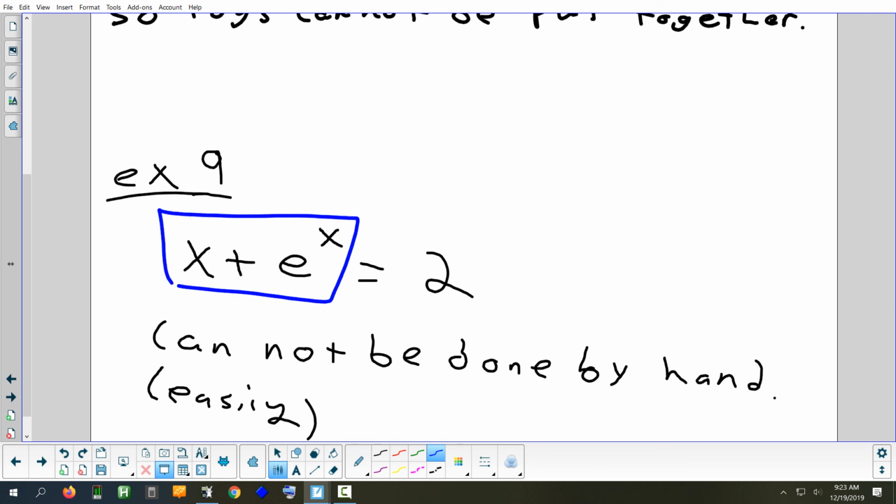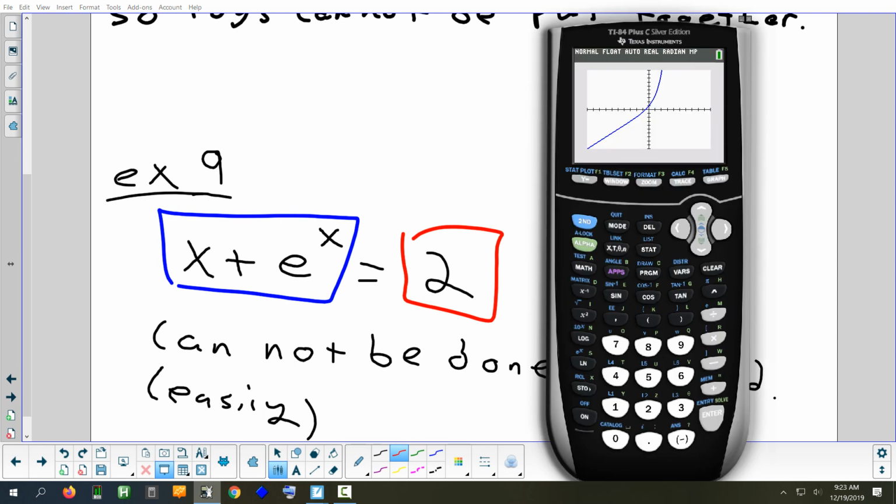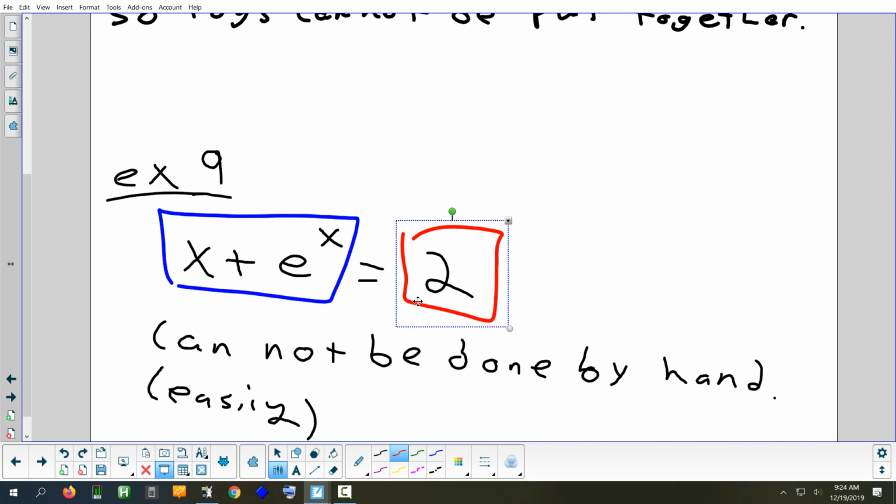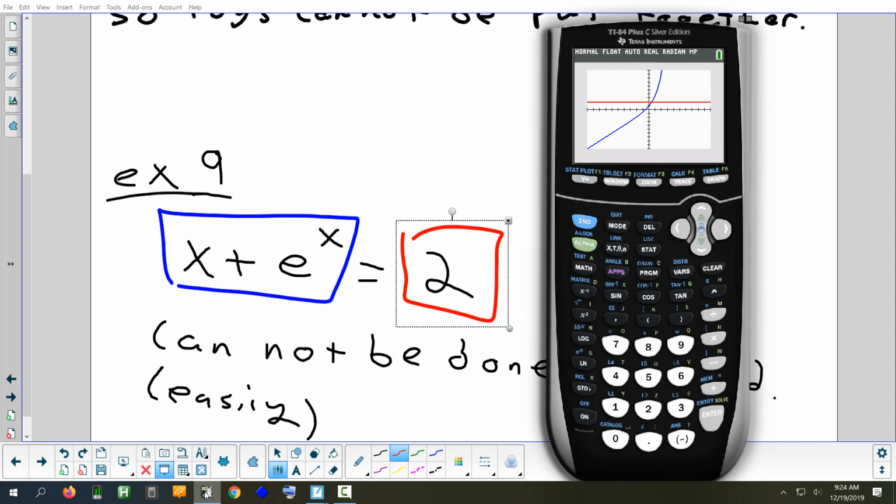Now, what I'm going to do is graph the other side. Just a 2. Very simple equation. It's just a horizontal line at the number 2. So let me put that in, and you can see what that looks like. Okay, so the equation on the left is in blue. The thing on the right is in red. Now, I'm trying to find out where the blue one equals the red one. What do you think that means visually in that picture?